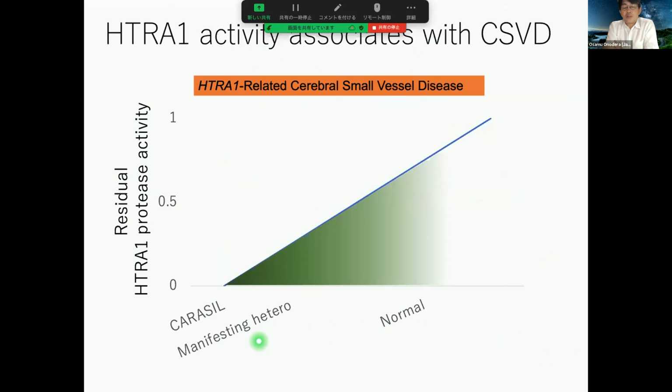Maybe this type of phenotype is related to the residual HTRA1 protease activity. If the residual protease activity is very low, it causes CARASIL. But still, less than 50% or near 50% of the HTRA1 activity also acts as a risk factor for the development of cerebral small vessel disease. And therefore, we call all of these diseases HTRA1-related cerebral small vessel diseases.